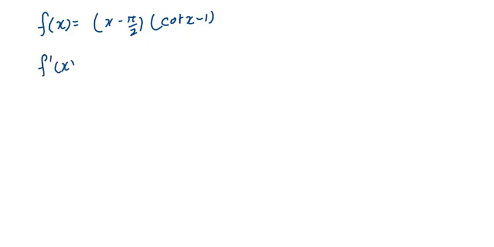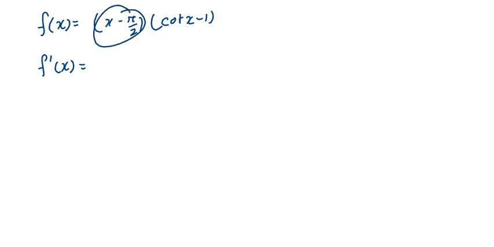So the function that we have is f of x is equal to (x minus pi over 2) times (cotangent x minus 1). Here you can use the product rule. So let's first of all determine the first derivative. That will be f prime of x, and if we use the product rule, I'm going to differentiate this, then keep this one the way it is.